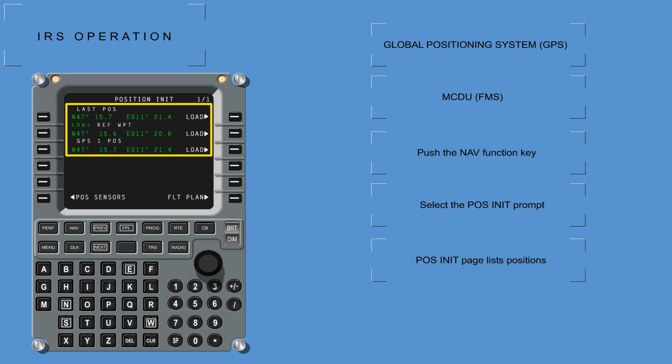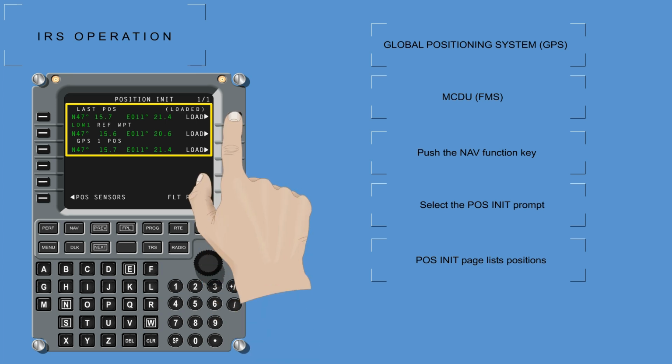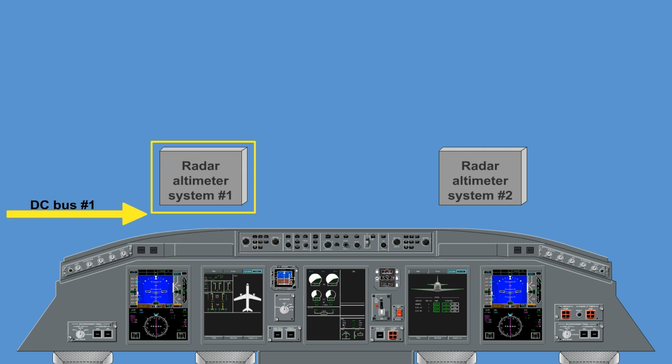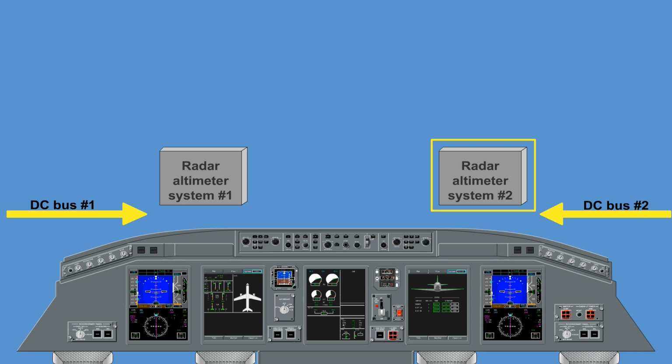Position initialization page lists positions that can be line selected for initialization of the FMS using the load prompt. One radar altimeter system is the standard system and a second system is optional. The radar altimeter system 1 is powered by the DC bus 1, and the system 2, if installed, is powered by the DC bus 2.